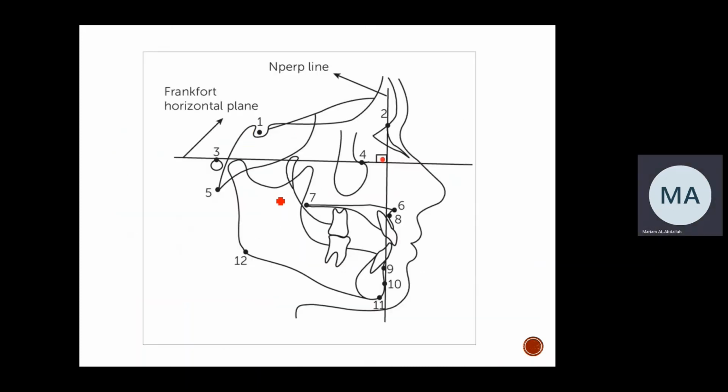So just to show you, this is the end point. We drop a perpendicular line to the Frankfurt plane, and Frankfurt plane, if you remember, is a line between the inferior orbitale and the porion. And then as it drops down, we look and we study its relation to A point and pogonion.